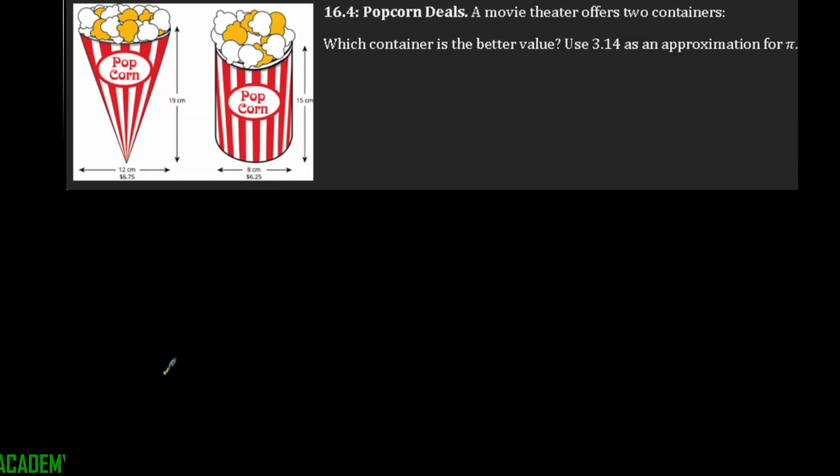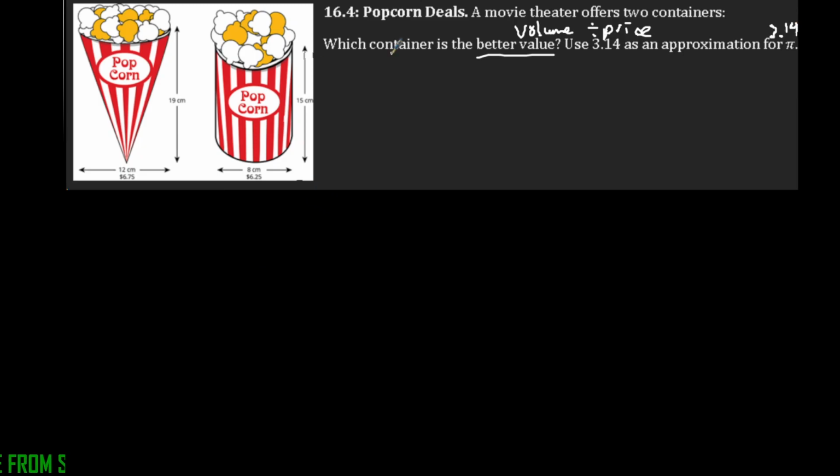All right, moving on to number 4, it says popcorn deal. A movie theater offers 2 different types of containers. Which container is the better value? So for better value, we're going to find the volume and divide it by the price. That way you can figure out how much we're actually saving per container. It says use 3.14 as pi, so anytime you see pi, just make sure you put 3.14.